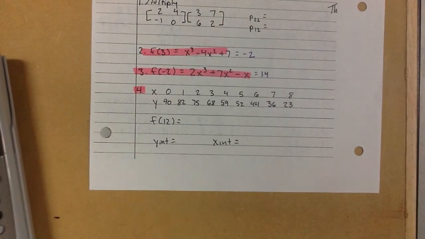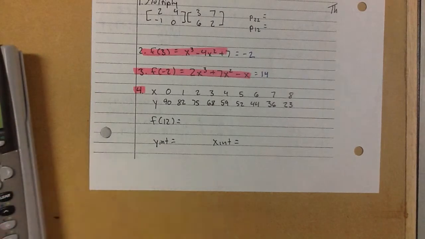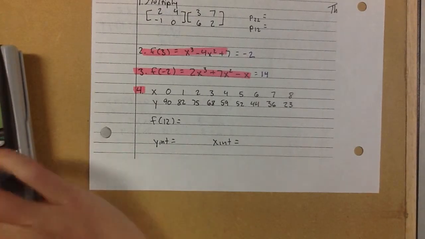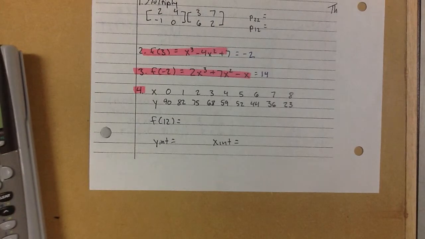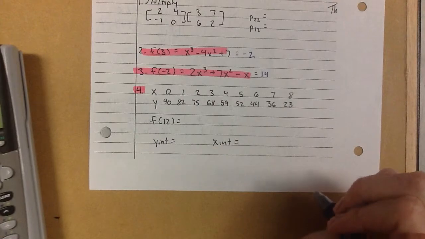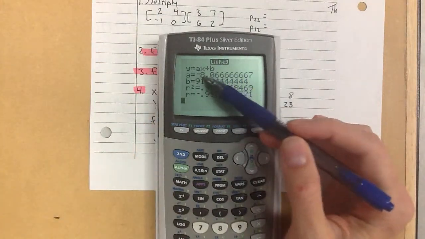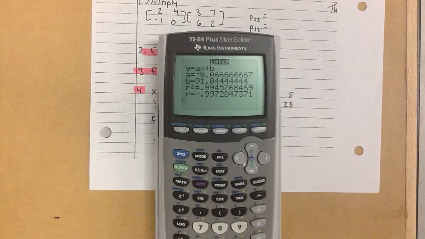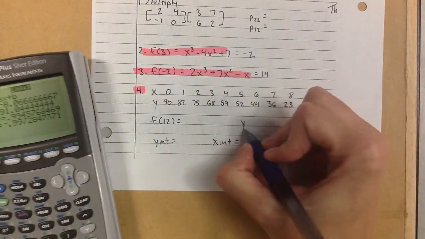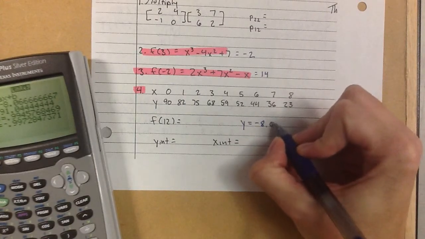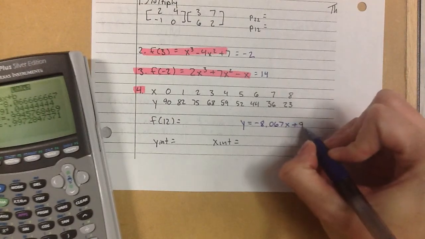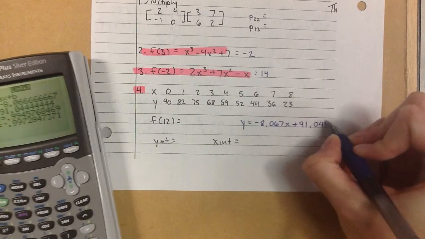Okay. So 14, hopefully you ran a regression, even though I forgot to write that on the directions. When you run your regression, yesterday, what is the first thing I told you to remember to do? Turn the stat diagnostic on. Okay, I think mine's on. Yep, turned it on earlier. So we go stat calc 4 enter, put your y1 in, and then you could look at the dots if you want. Your line of best fit, you got negative 8.066, and we're going to round to 8.067. So I would have y equals negative 8.067x plus 91.044. A little line means repeating.